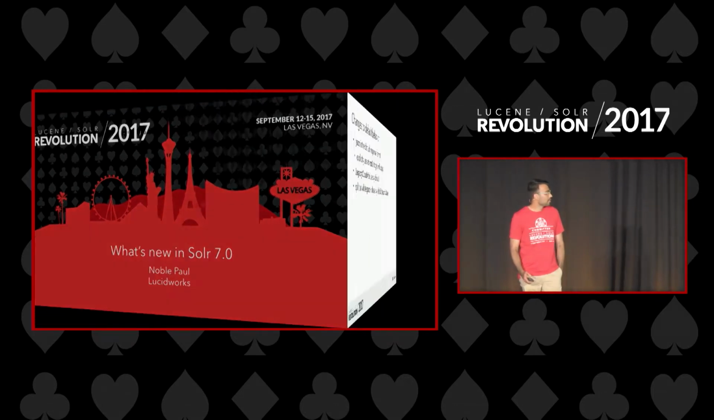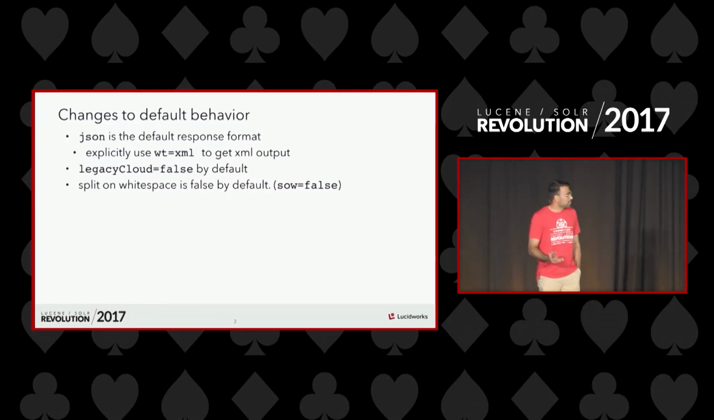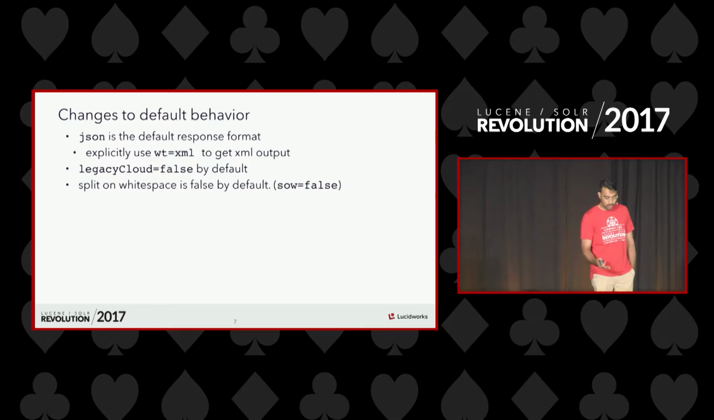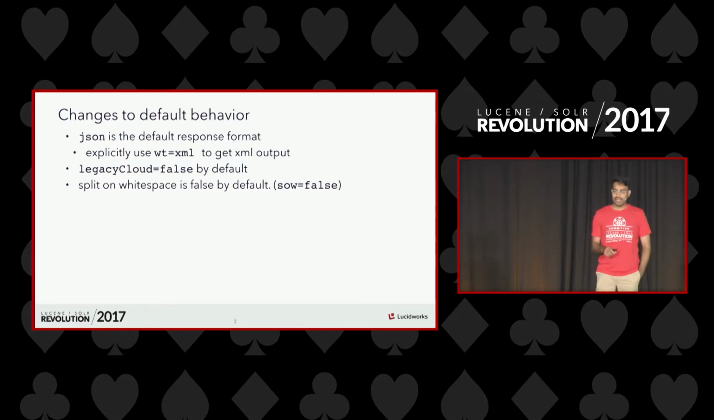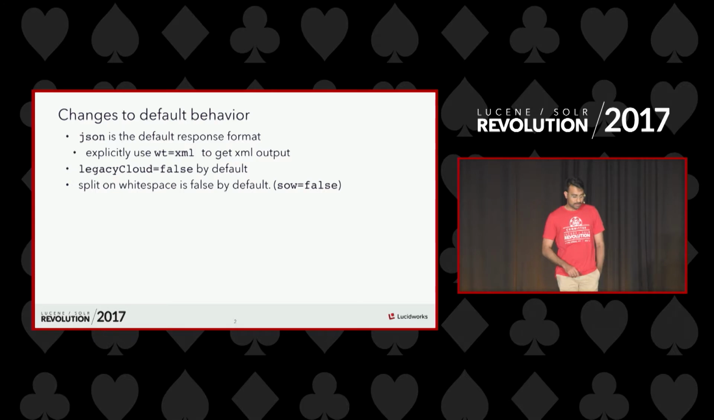So yeah, this is a major release which is coming up in 7.0. We've been waiting for a major release to do backward incompatible changes like this. We've been moving towards JSON over the past few releases, so we used this opportunity to make JSON the default format. And that means if you want to get XML, you should explicitly ask for it. Then legacy cloud.